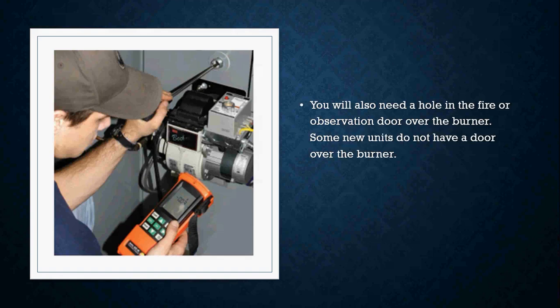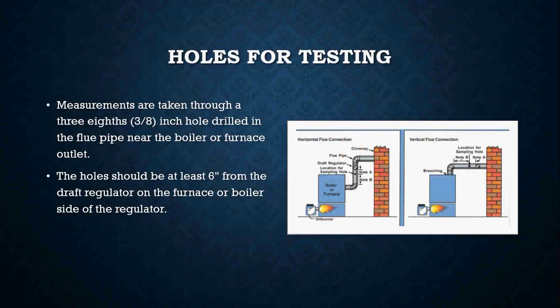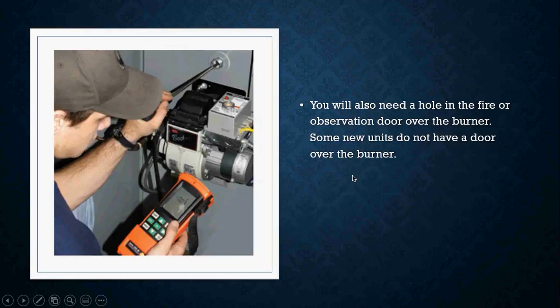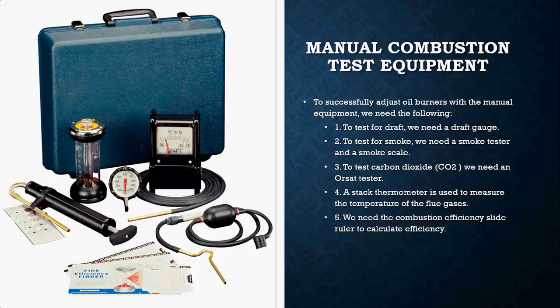You also need a hole in the fire or observation door over the burner. Some new units do not have a door over the fire. When we are taking our draft readings, we are going to take them in those two areas: in our flue pipe, our breech, as we like to call it, and over the fire. We need to make sure that we are taking those readings.